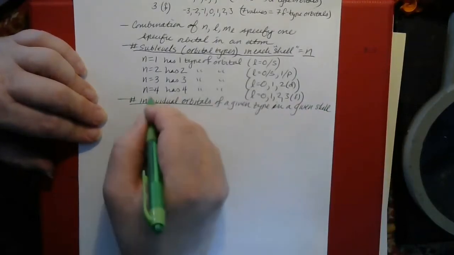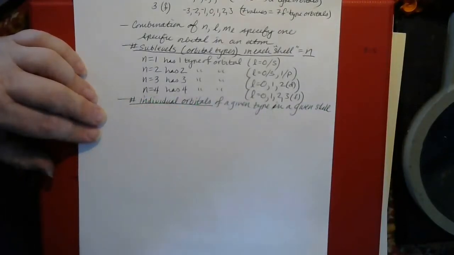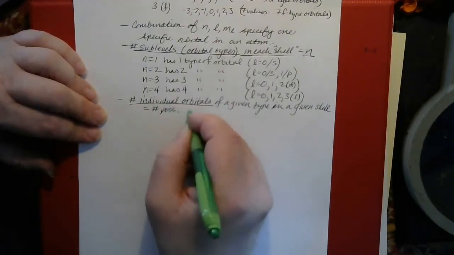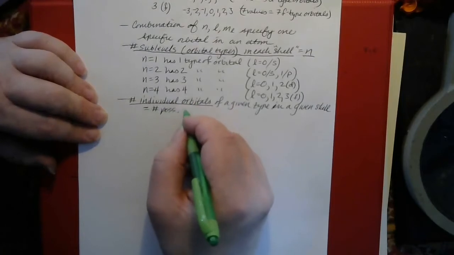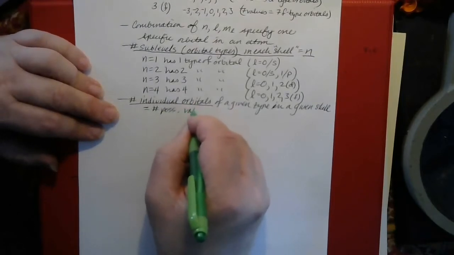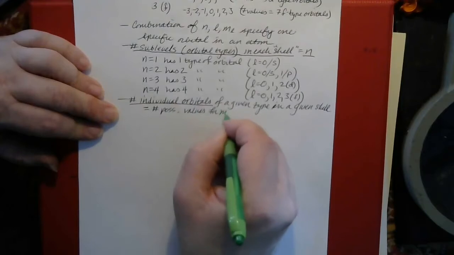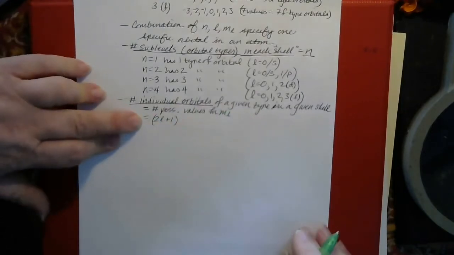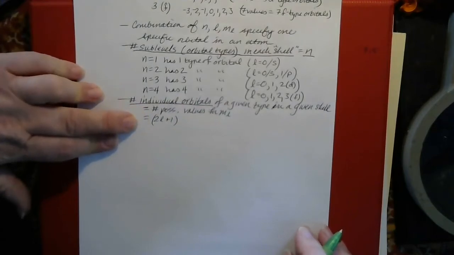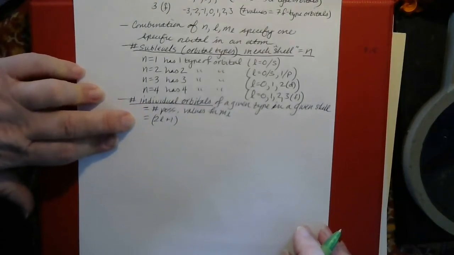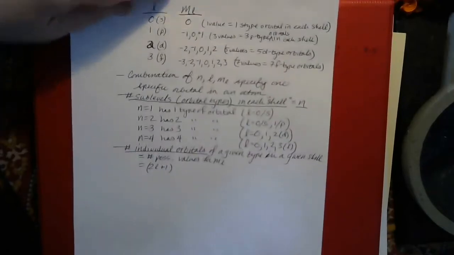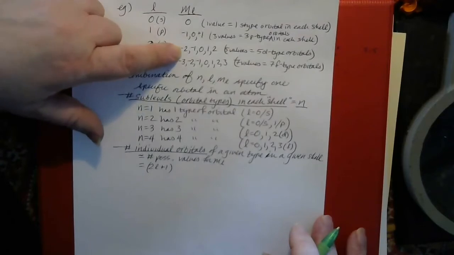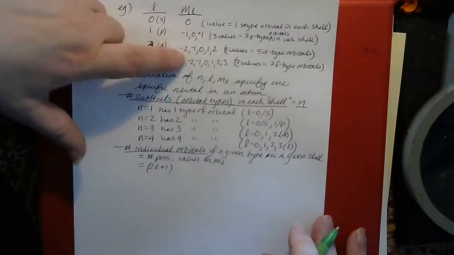Okay, so the number of individual orbitals of a given type in a given shell is the same as the number of possible values for m sub L, which also happens to be 2L plus 1. Okay, so as we saw up here, say for 2, if L is 2, the possible values are -2, -1, 0, 1, 2. That's 5 different values.